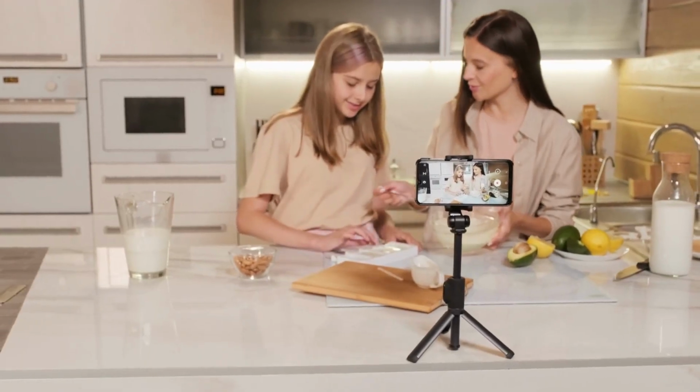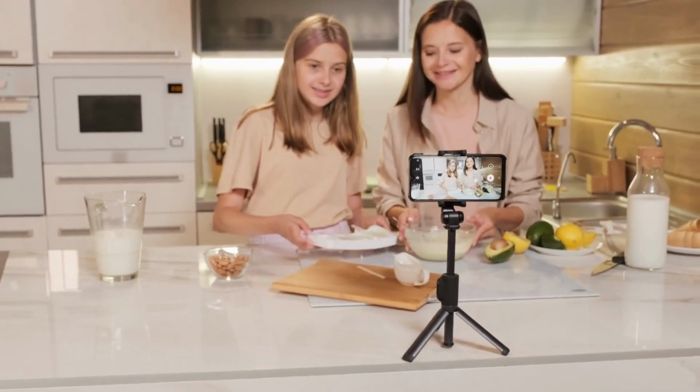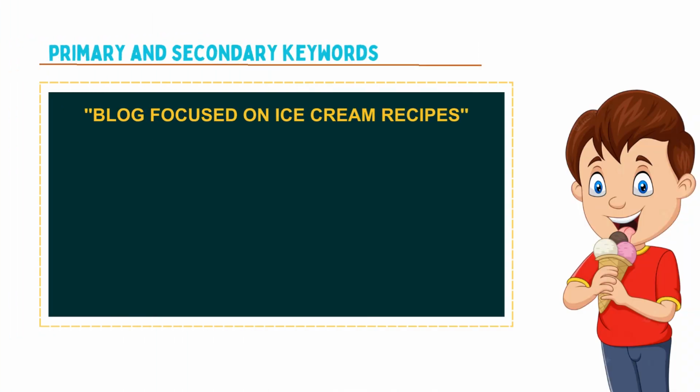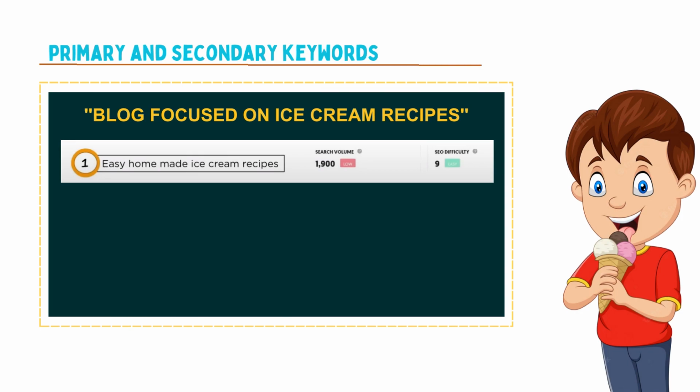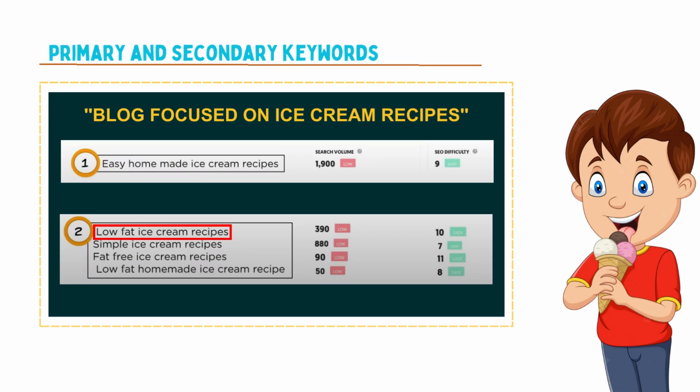For instance, if we have a blog focused on ice cream recipes, our primary focus could be ice cream recipes or homemade ice cream recipes. We should always assess the search volume and competition for these keywords. Additionally, we can incorporate complementary keywords such as low-fat ice cream recipes, fat-free ice cream recipes, or low-fat homemade ice cream recipes. This approach of targeting multiple keywords applies similarly to the example of bread recipes and banana bread recipe.